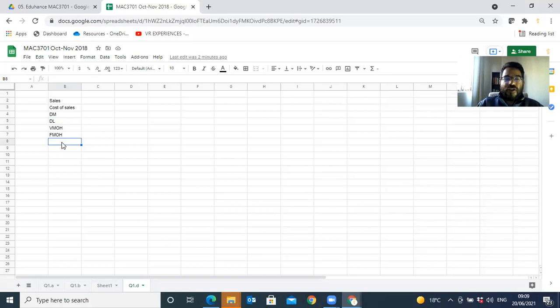So that is the production costs. But now with cost of sales, we must also take into account any opening inventory, and then any closing inventory. So I'm going to say opening inventory, as well as any closing inventory. Okay, so this will make up the cost of sales.